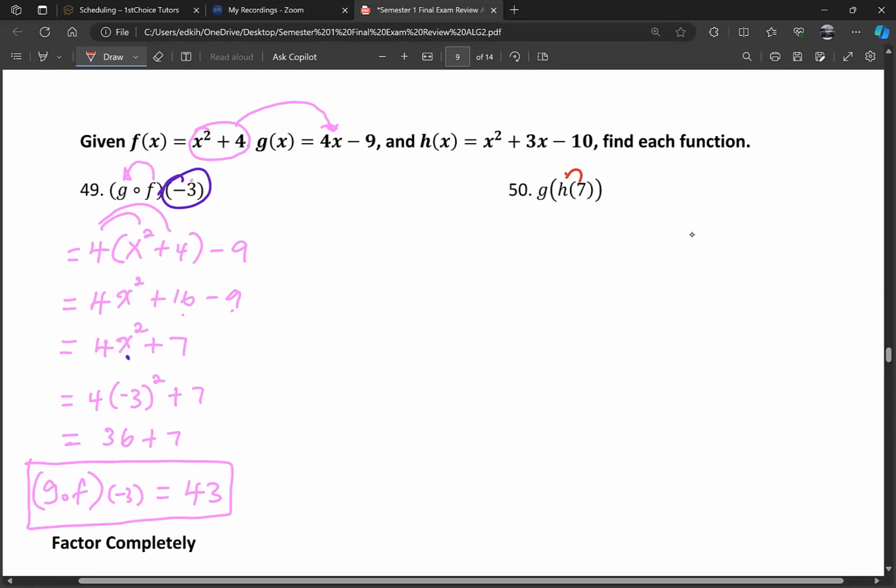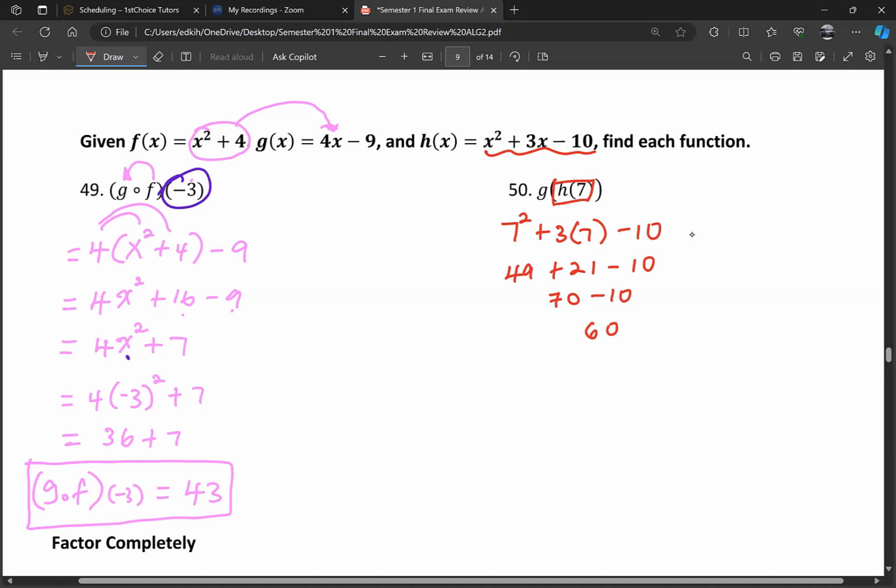Take the 7, let's dump it into h. So anywhere there's an x, we're putting in a 7 in this function right here. So we have 7 squared plus 3 times 7 minus 10. So we have 49 plus 21, subtract 10. This is going to be 70 minus 10, and that's going to be 60. So that's h of 7. We finished this part right here.